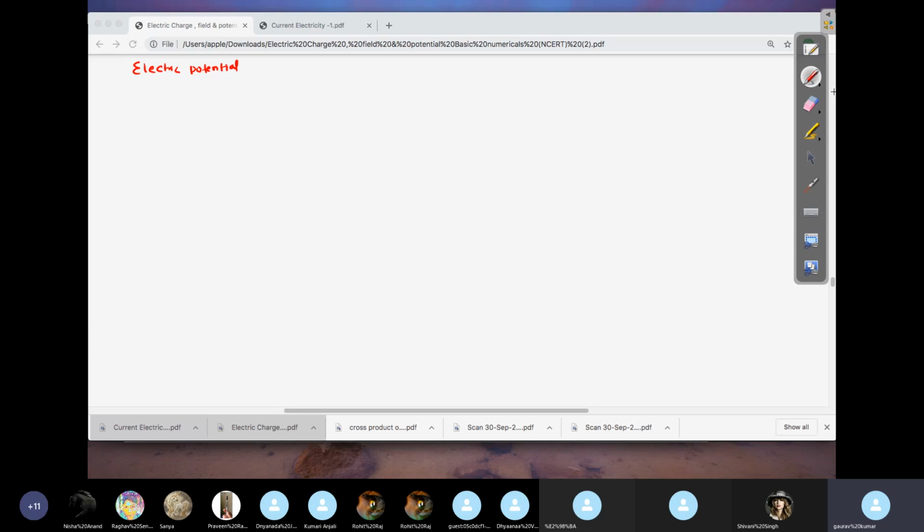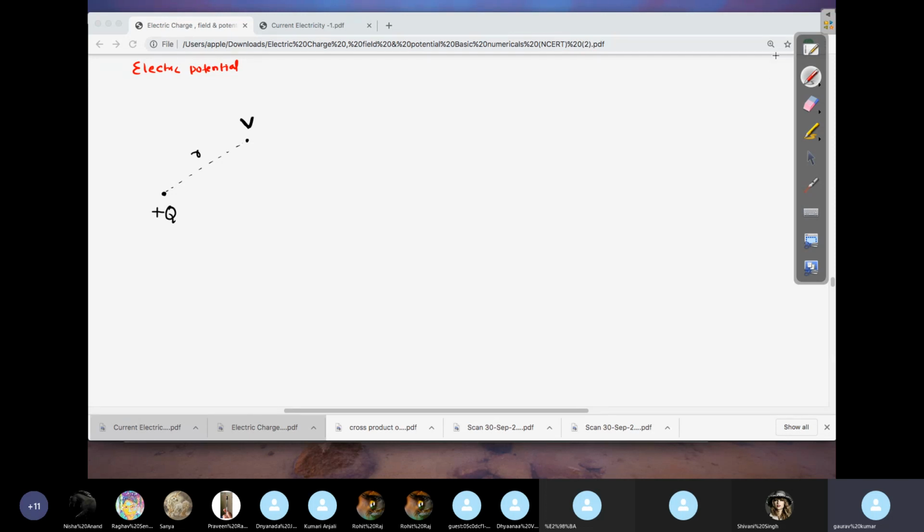Let's say you are given a single point charge, plus Q. And you want to study, at a distance of r, what is the electric potential value V. What is the value V? So how will we get this value? How do we define this value here?